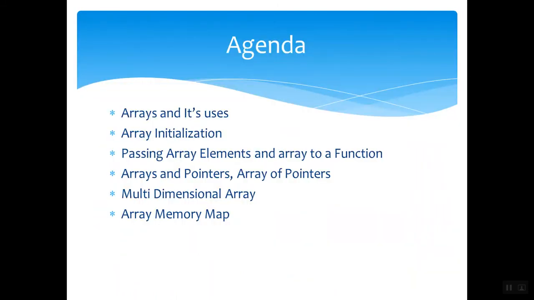So far we have learned about primary data types available in C, like char, int, float, double, and how we perform various operations on top of those. How do we create loops? How do we create functions? How do we create conditional operations around those? So today we'll learn about arrays.